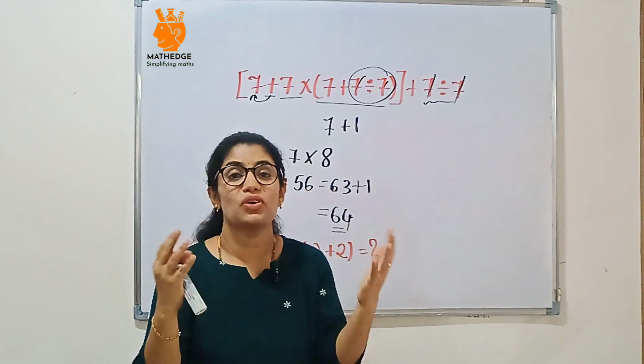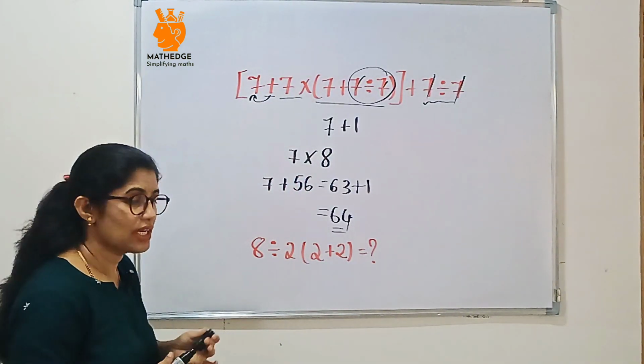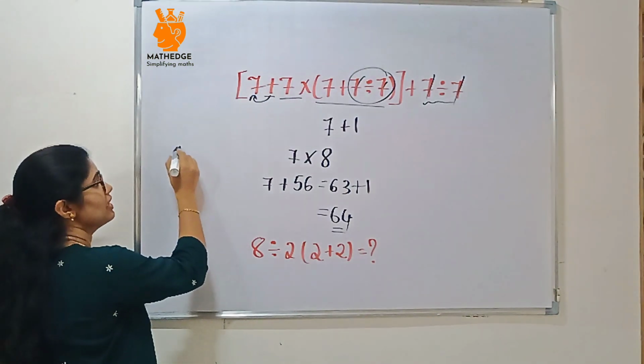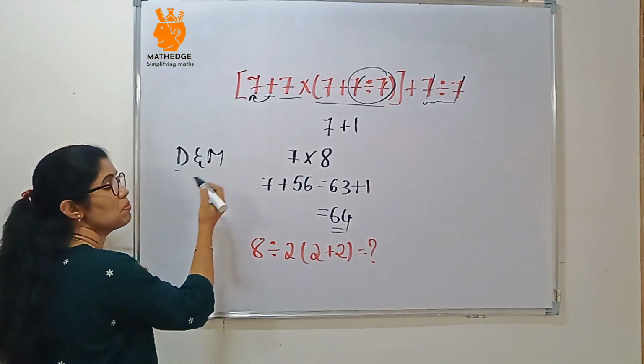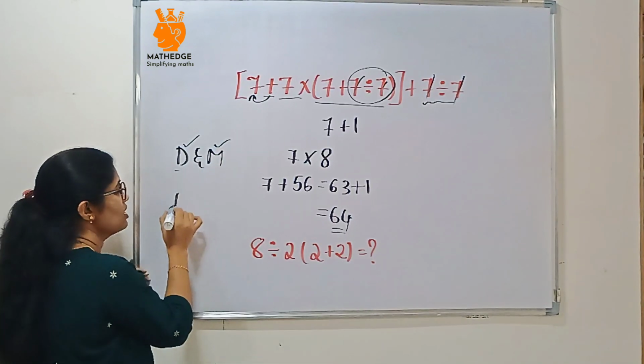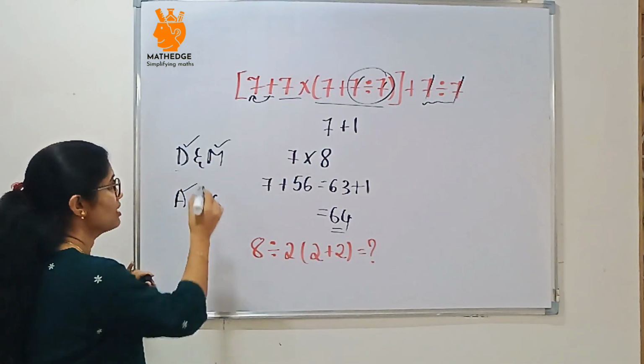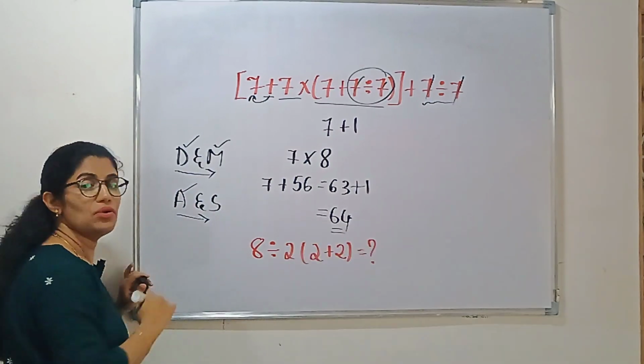Don't blindly follow the strict BODMAS order. If you have division and multiplication together, first we should go with division, then multiplication. If you have addition or subtraction, first you will go with addition, then subtraction. It means you always go from left to right.